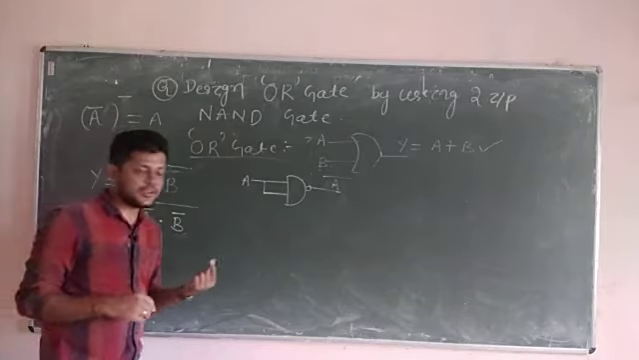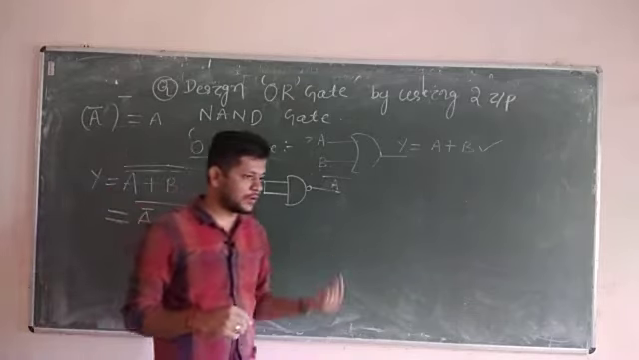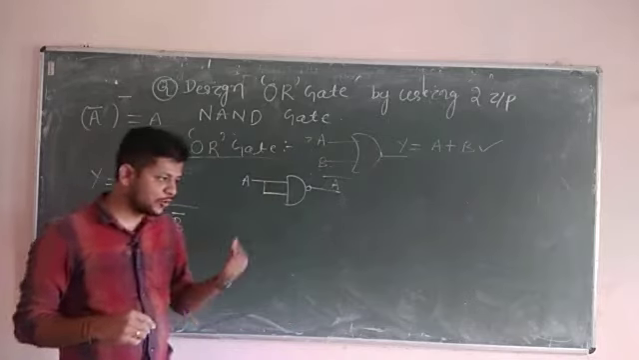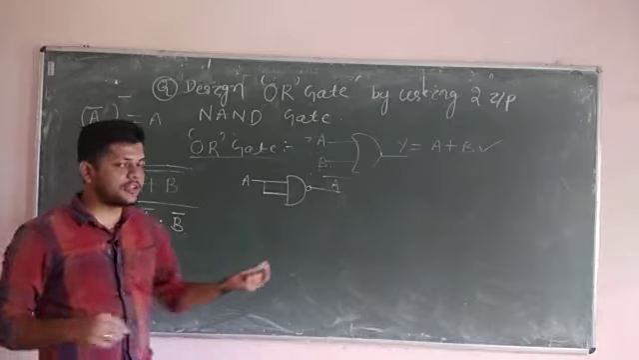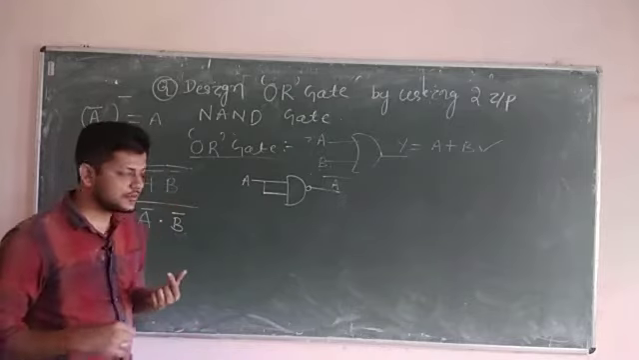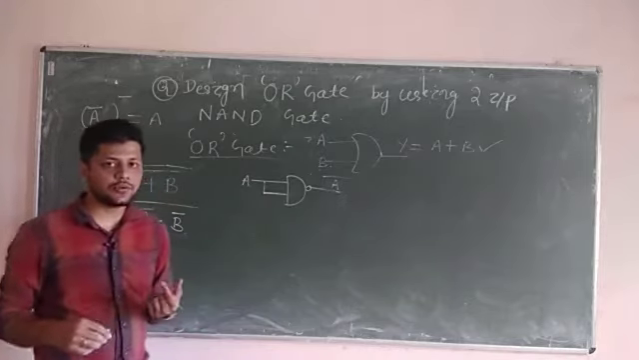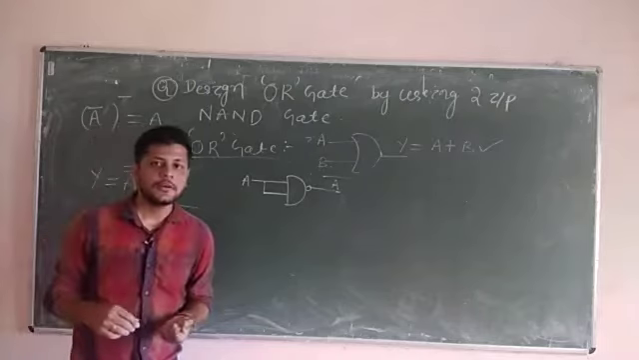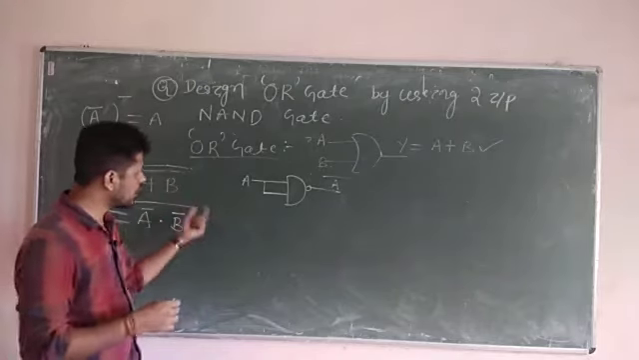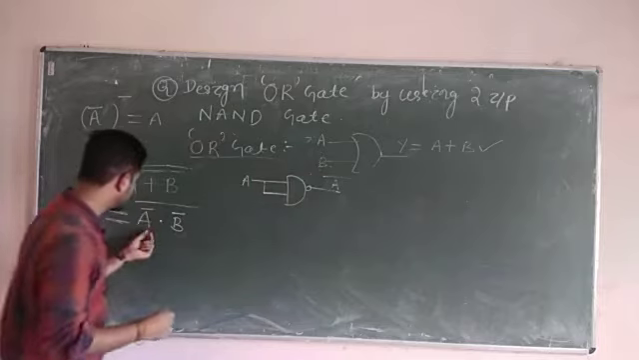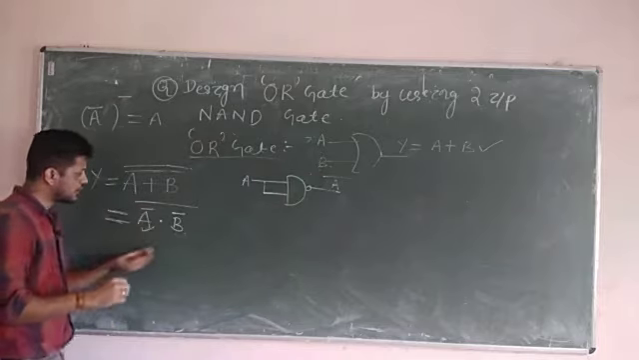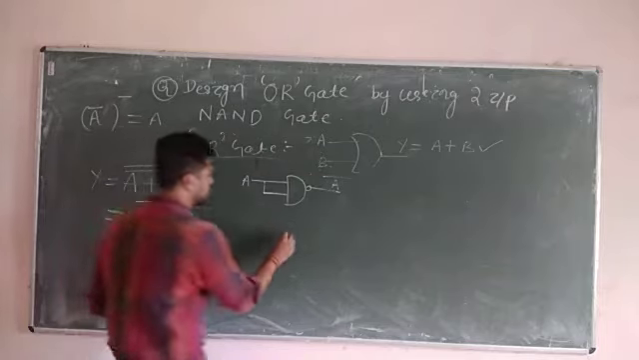Remember, this type of question they will ask you: what universal gates are available, or what do you mean by universal gate? Then design an OR gate by using NAND gate or NOR gate. That type of simple question they ask in your semester examination. So carefully observe how I am going to implement this. This is your A bar. Now I am implementing this A bar. Now the next is B bar.